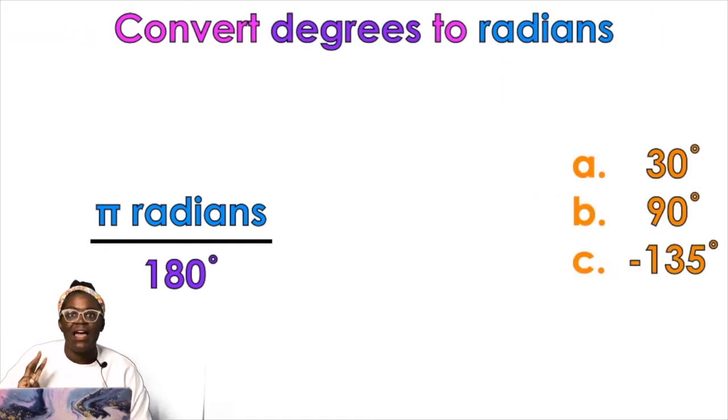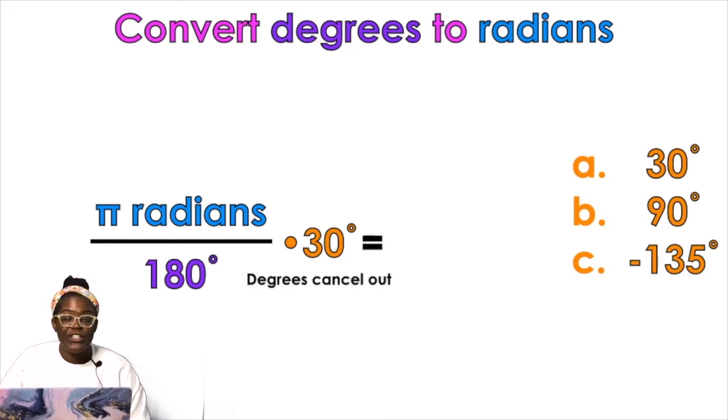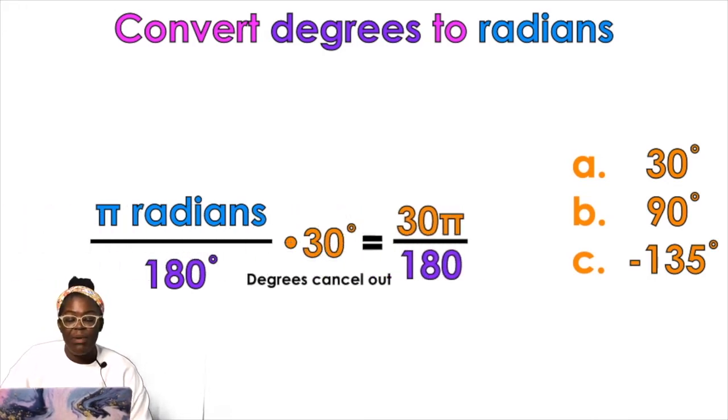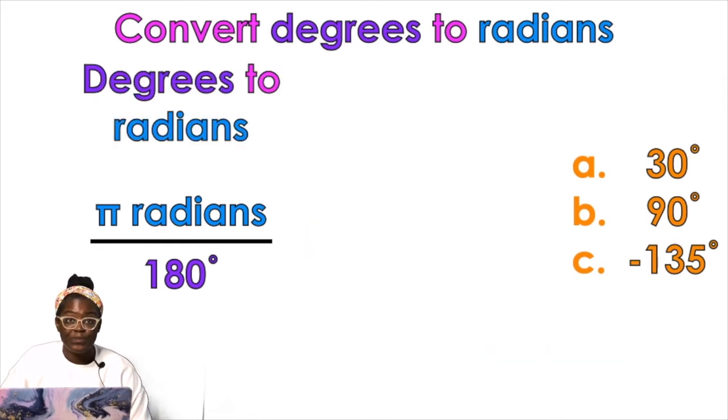So let's say I need to convert 30 degrees into radians. We're going to use our appropriate proportion, which is pi radians over 180 degrees, and we're going to multiply that by 30 degrees. Our degrees are going to cancel out because one's on the top, one's on the bottom, right? And I'm going to get 30 pi over 180. We're going to simplify 30 over 180, and we're going to get pi over 6 radians as our answer. Ta-da! It's really that simple.